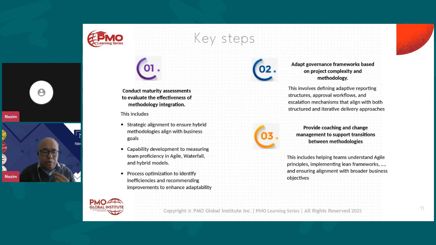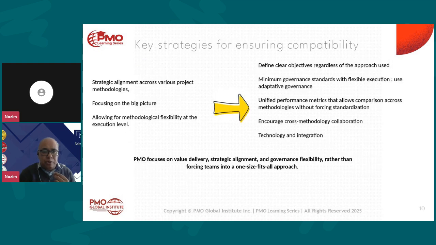The second one is focusing on the big picture. The big picture is always where we are going, what we want to deliver, and it's important to keep it in mind. Methodology is not so important. Allowing methodology flexibility at the execution level. We have a frame, but at the execution level, you have freedom to manage. But you have to provide these elements for the reporting.